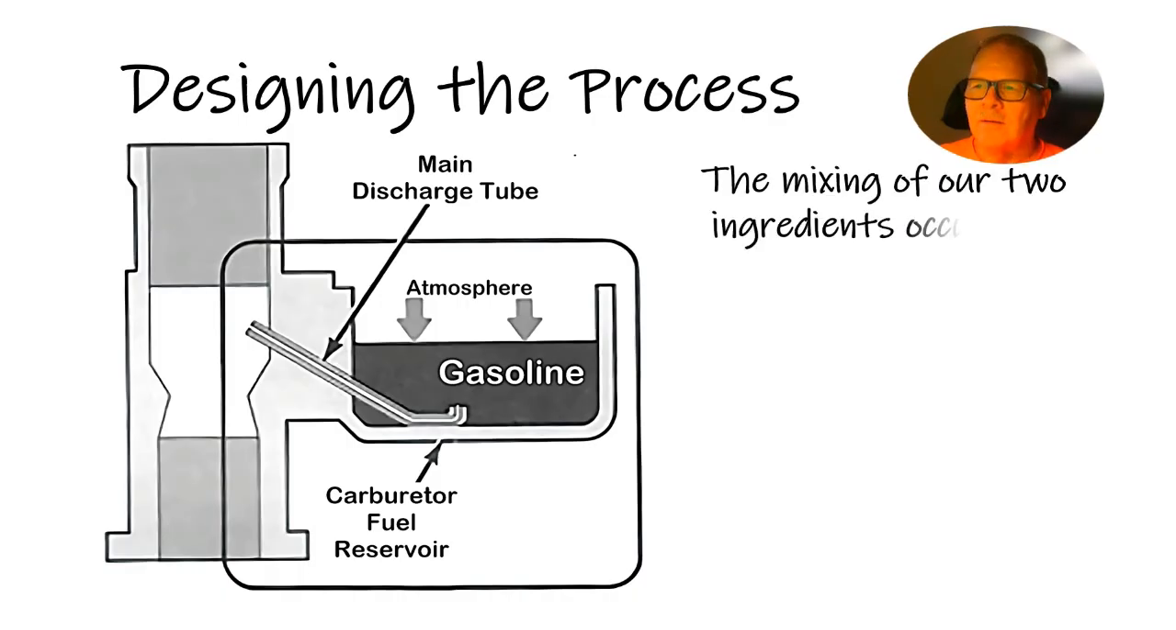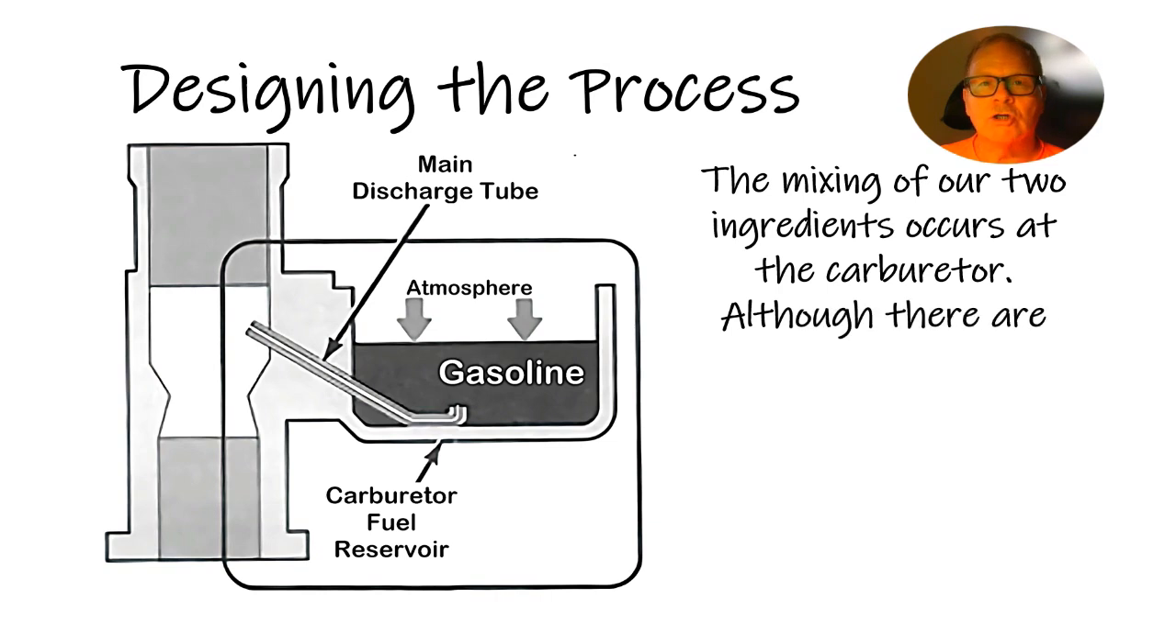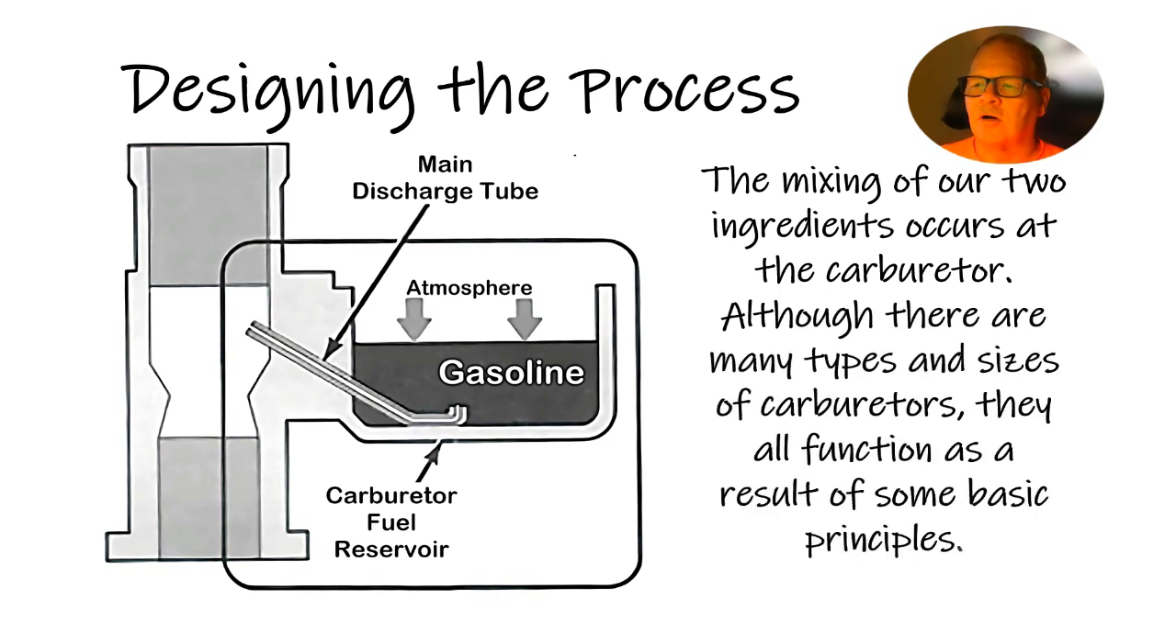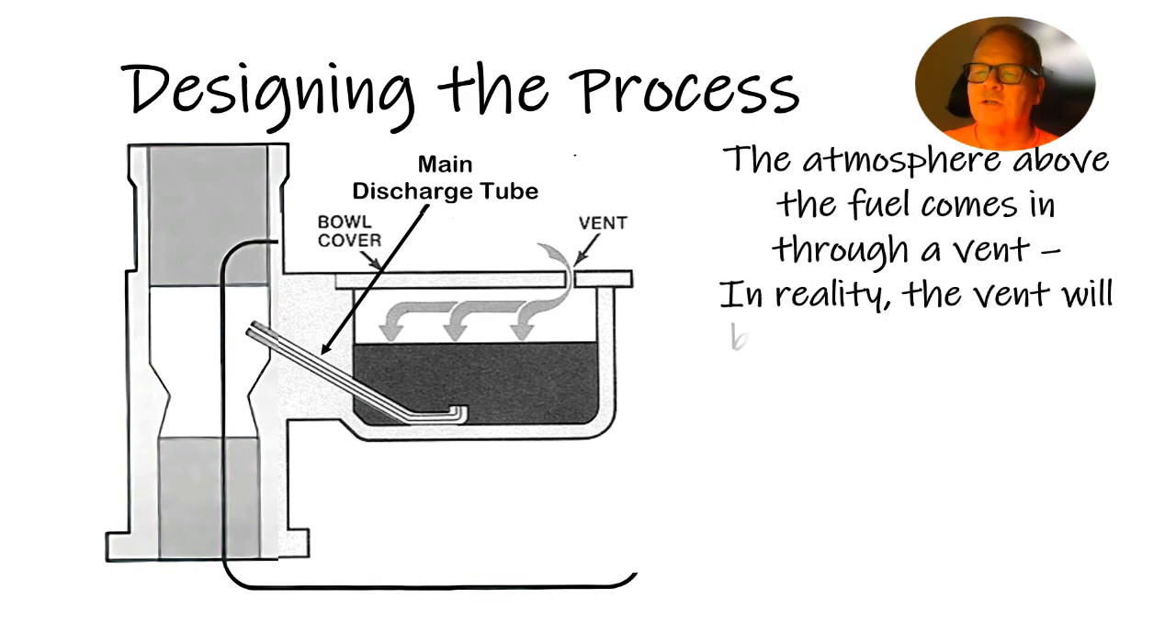Now, the mixing of two ingredients, your air and your fuel, occurs at the carburetor. Now there's many types and sizes of carburetors. They all function on about the same principle. So you've got atmosphere pushing down on the fuel in here, and you're making low pressure here, and that's going to cause this to go out of here. We'll talk a little more about how all this stuff works. I'm trying to make my way through this so I don't spend up too much of your time.